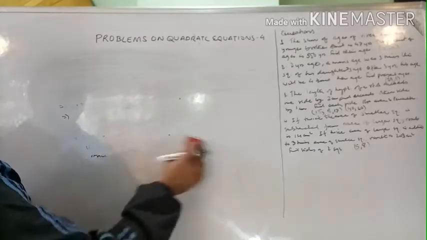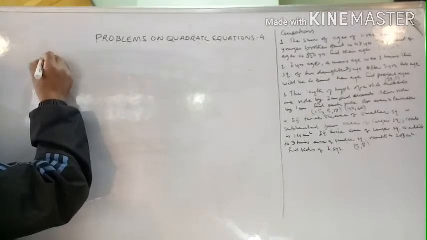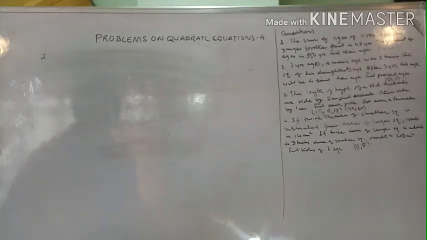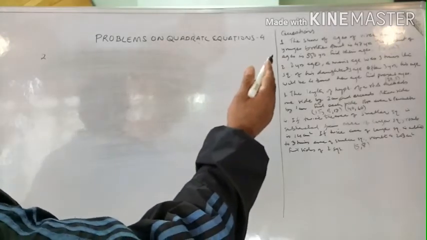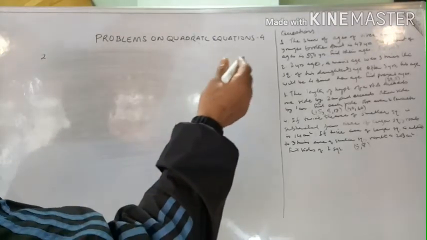Okay, that was a simple question. Now we'll take one more age problem. Next, question number 2. Two years ago, a man's age was 3 times the square of his daughter's age. After 3 years, or 3 years hence, his age will be 4 times her age. Find their present ages. The man's age 2 years ago was 3 times the square of his daughter's age.